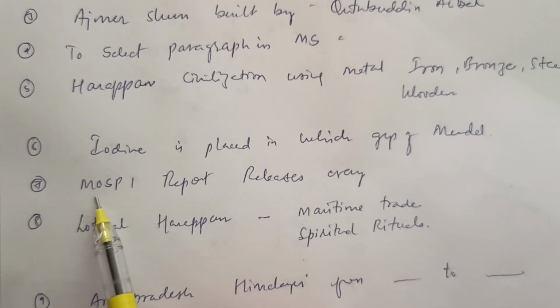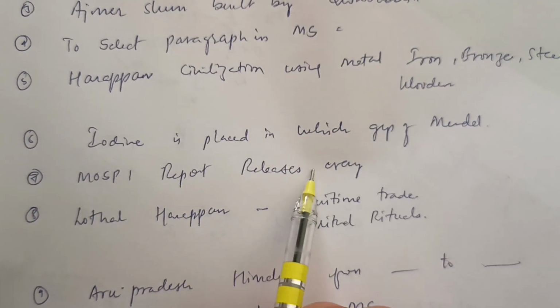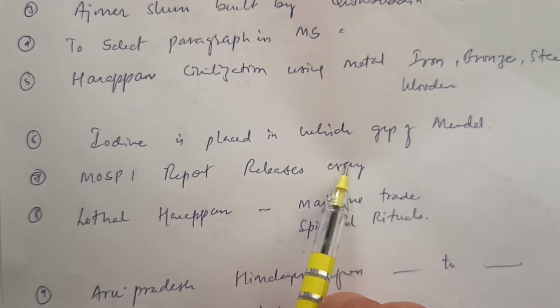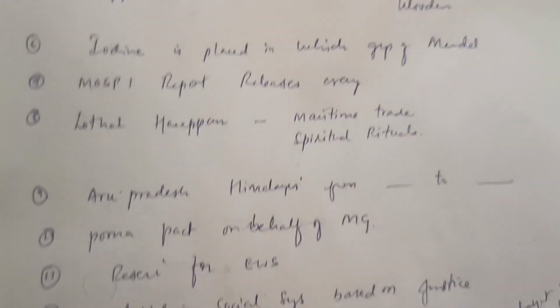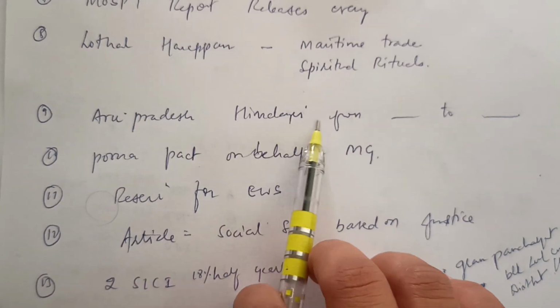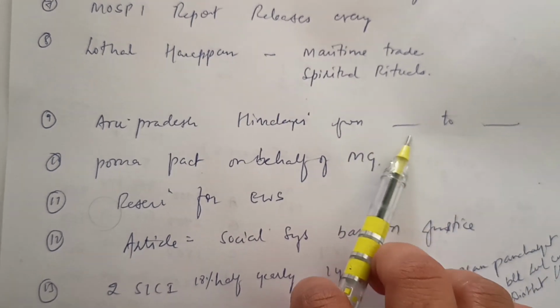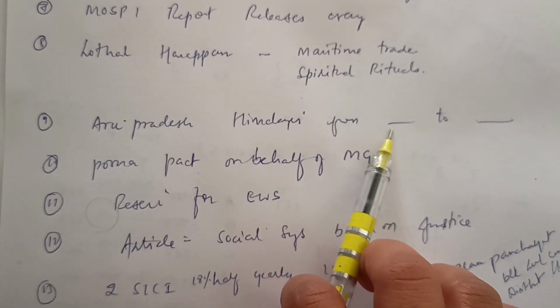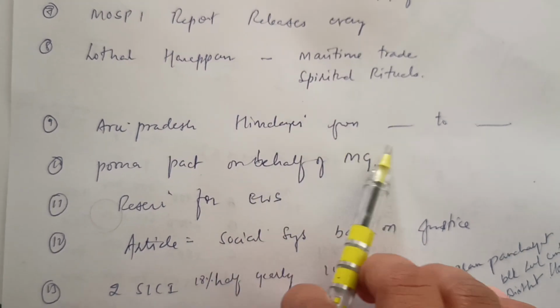Then the Ministry of Statistics report. It was released every week, every day, every month, and quarterly or half yearly. Like this it was given. Then in Arunachal Pradesh, the Himalayan ranges are from dash to dash. They had given the options like southwest to northwest, northwest to east. Like this they had given the mountain ranges, and the direction they asked.